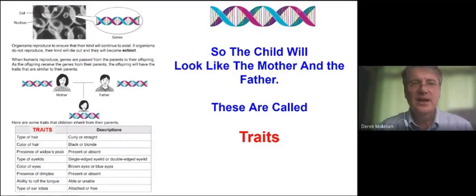So let's look one more time. Traits come from genes. The genes come from your mother or your father, and they come to you. Some genes from your mother, some genes from your father, and things like the genes for hair, curly or straight, color of hair, type of eyelids, color of eyes, dimples, rolling your tongue, or earlobes are all called traits.